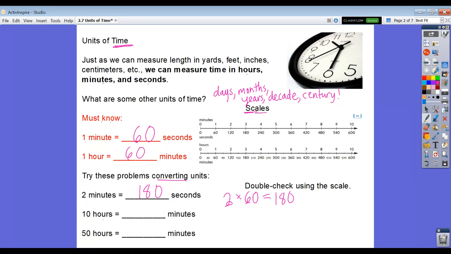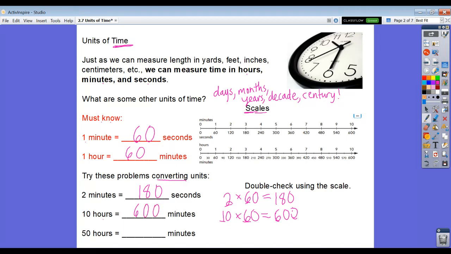Let's do 10 hours. If we wanted to go from hours to minutes, well, our rule's going to be the same, right? Times 60, because 1 hour is 60 minutes. So we'd just have to do 10 times 60 to give us, do you know? Test yourself. 600. Woo! 600 minutes.